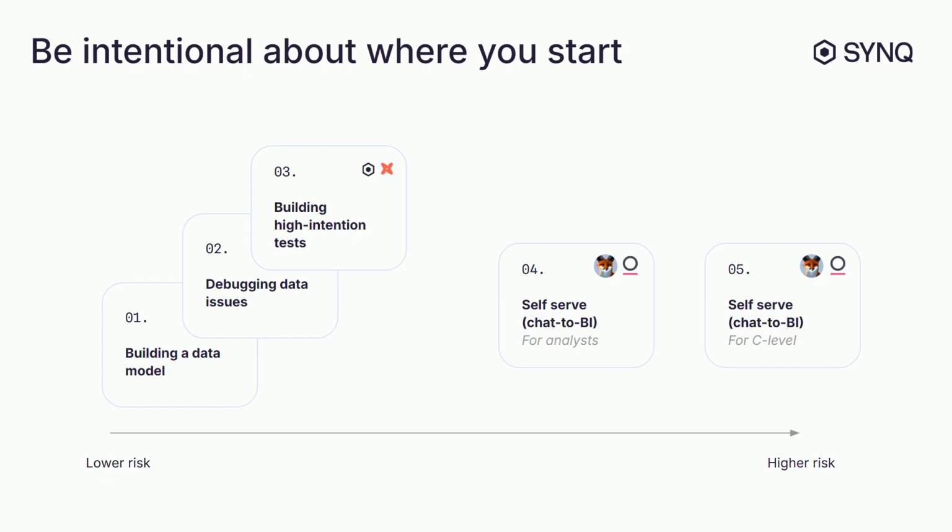With the workflows we looked at around testing and debugging data issues, you're still in the driver's seat as the data person. So I consider those much less risky and oftentimes a better place to start. That said, there's a lot of middle ground as well, like BI for analysts might be a place you can start. But thinking about AI and where and what human is in the loop is really important.